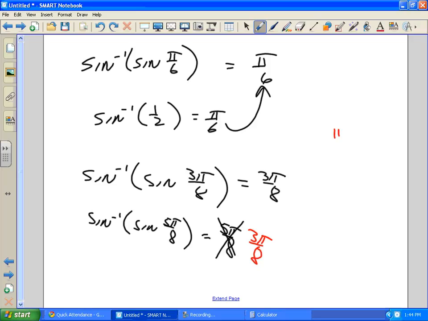We could take pi minus our angle of 5 pi over 8, and that will give us the angle of 3 pi over 8 to answer our question. Supplements, you're just subtracting it from 180 or subtracting it from pi. So you still have to be between negative pi over 2 and positive pi over 2. So you need to know the domains and ranges to do these inverse functions.